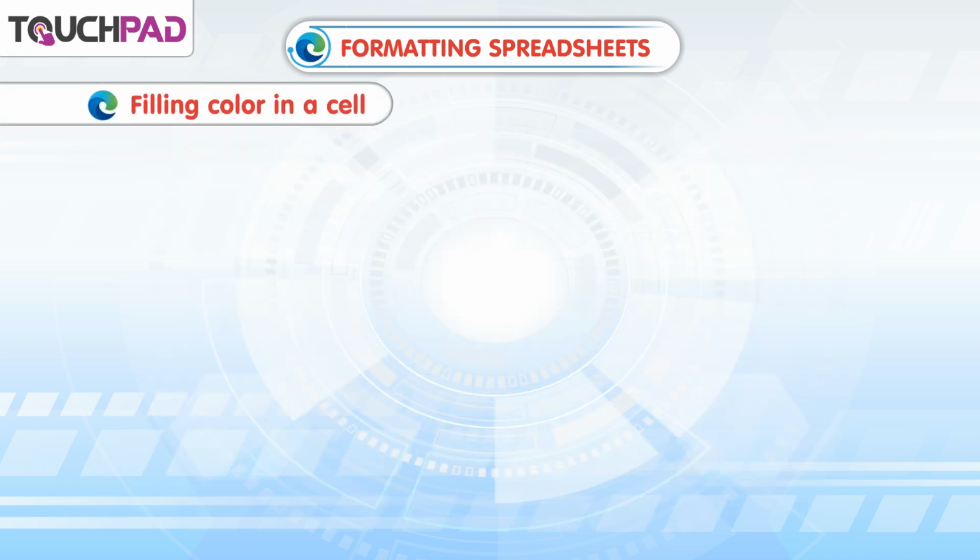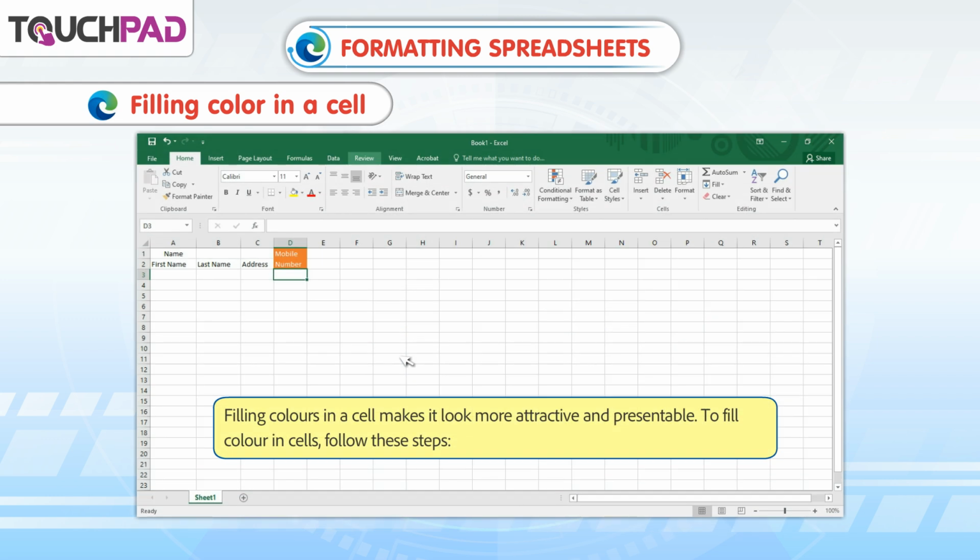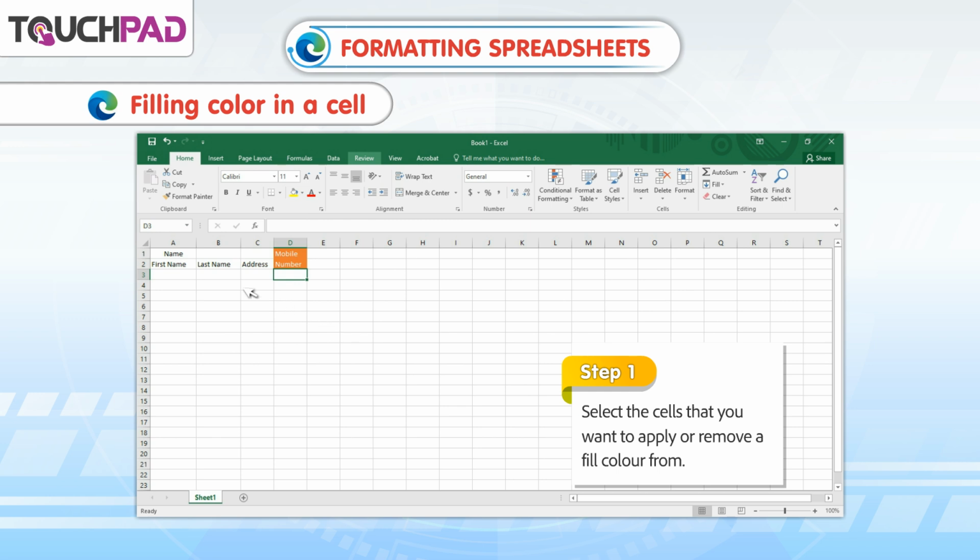Filling color in a cell. Filling colors in a cell makes it look more attractive and presentable. To fill color in cells, follow these steps. Step 1. Select the cells that you want to apply or remove a fill color from. Step 2. From the Font group under the Home tab, select one of the following options.